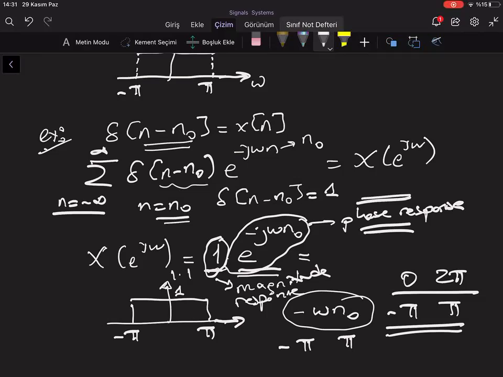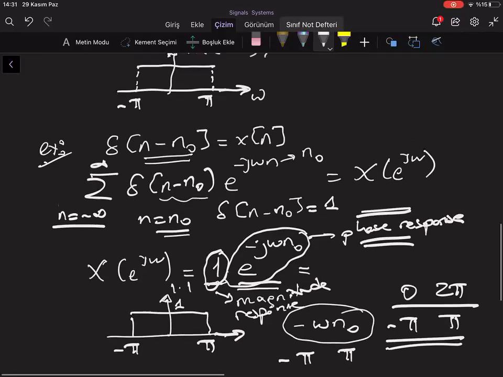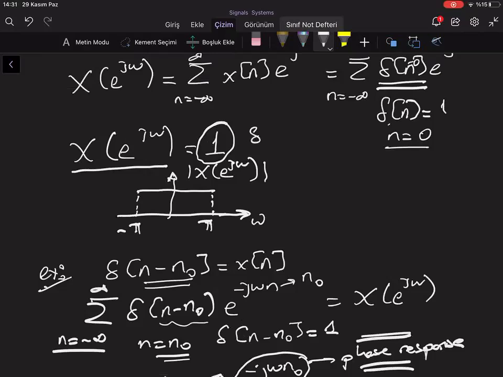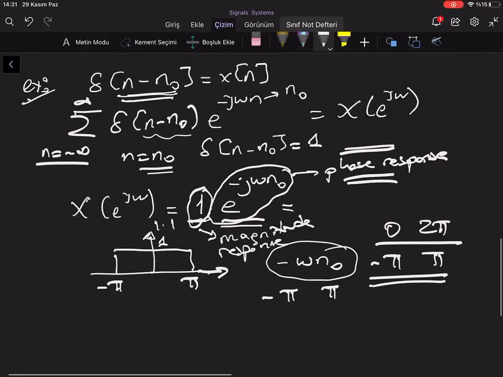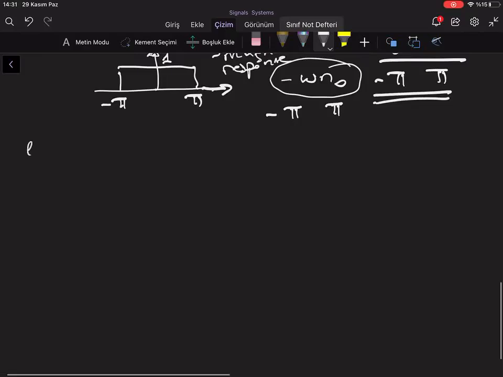Okay, so if there is a time shift in my signal, it means there is a phase shift in the frequency domain. Okay, so it was 1 when Dirac n was my function. Now it is 1 times e to the power minus j omega n0 when my signal is Dirac n minus n0.